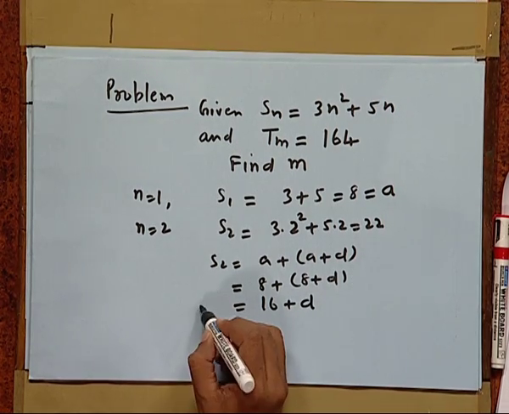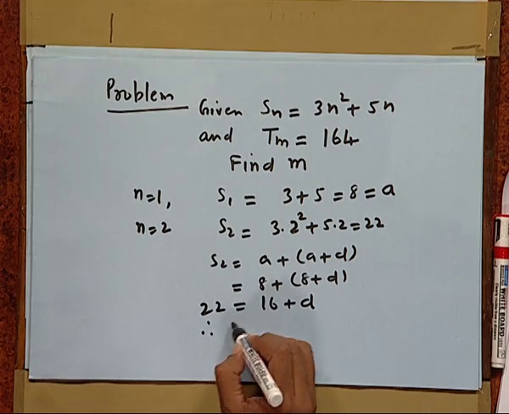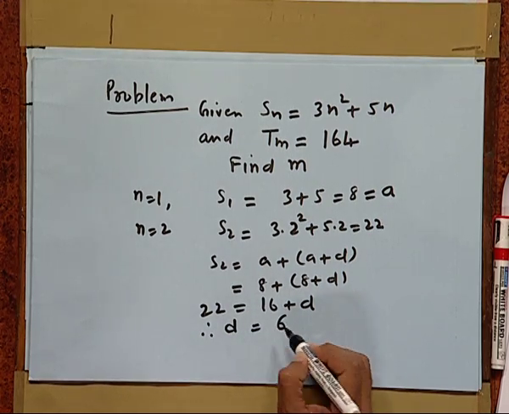But S2 was 22, hence d becomes 6. And now we know a and d. A was 8, d is 6. We can proceed as before.